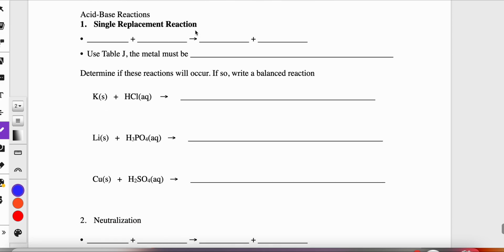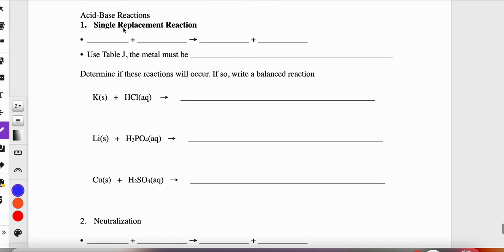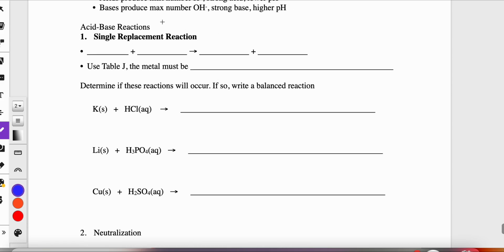Reactions involving acid bases. So the first one is going to be a single replacement reaction. Single replacement reactions, when we first learn these, it is an element that reacts with a compound, and then it forms a new different element that is now free in its pure state, and a different compound has been formed. So we're going to apply this single replacement reaction specifically to acids and bases.